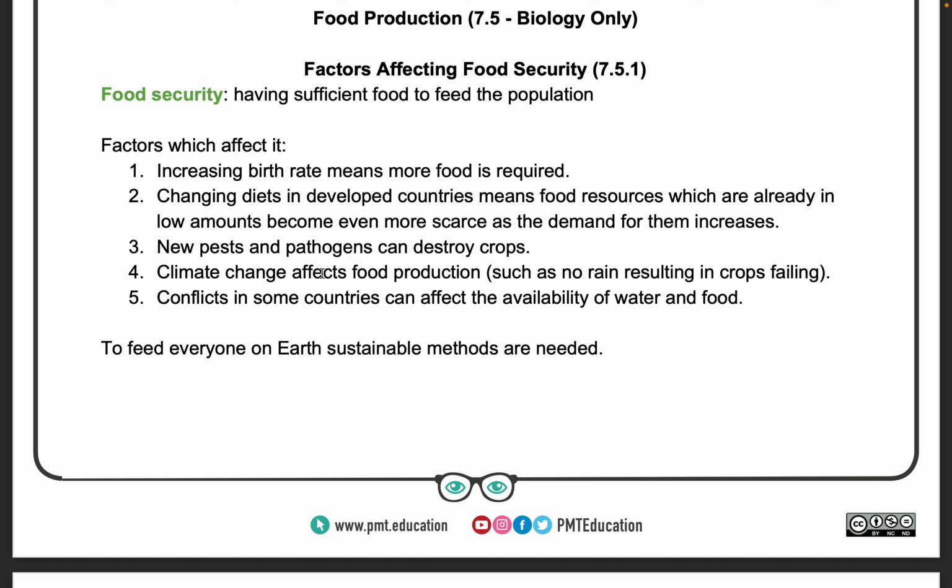Increase of the birth rate in one area, not in other areas, and changing diets in developed countries. The food habits have changed. Nobody is eating salad, everybody is eating only McDonald's, so you will have wastage of green plants. New pests and pathogens can destroy the crop. Climate change can cause problems like floods. And conflicts in some countries can affect agriculture. To feed everyone on earth, sustainable methods are needed.